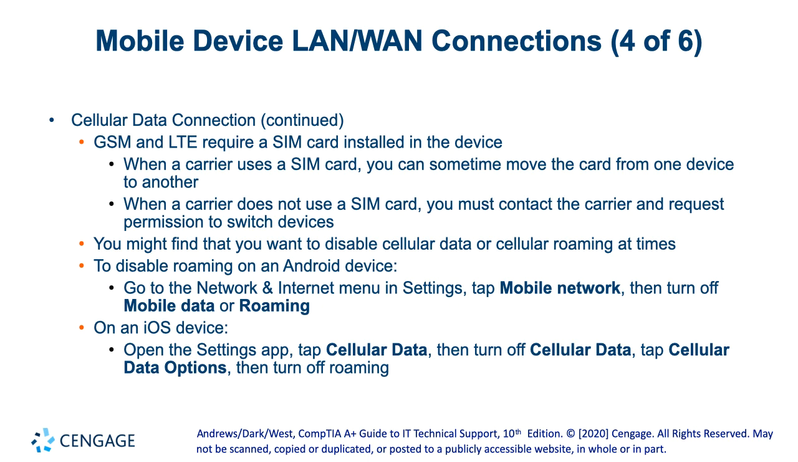Sometimes you can move your service from one device to another by just moving the SIM card. If your carrier does not use a SIM card, you need to work with your provider to switch devices. There are times when you'll want to disable the cellular data or cellular roaming, especially if you're traveling overseas. You may be in for a rude awakening when you get your bill if you don't. Then also on an airplane, you definitely need to be able to disable your cellular data and roaming.